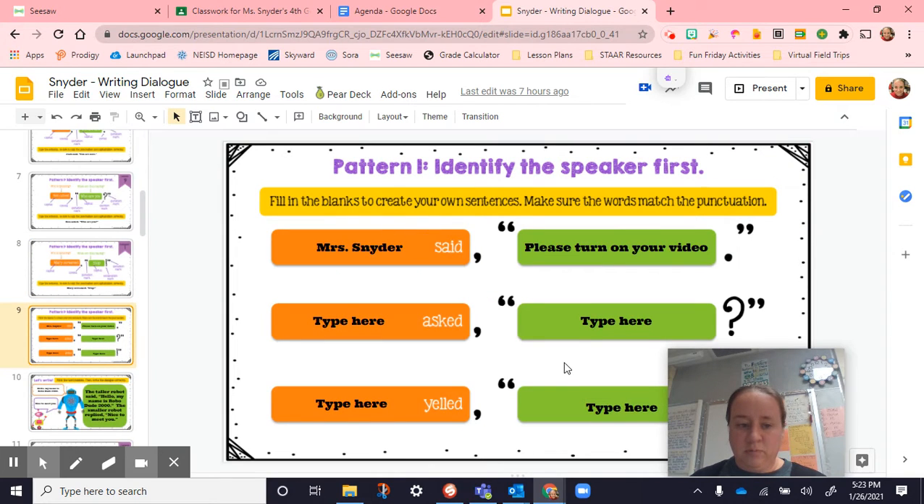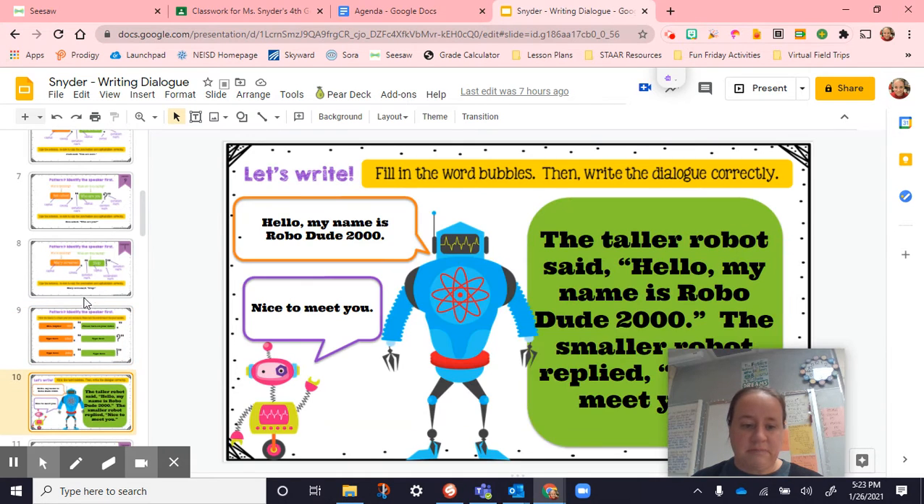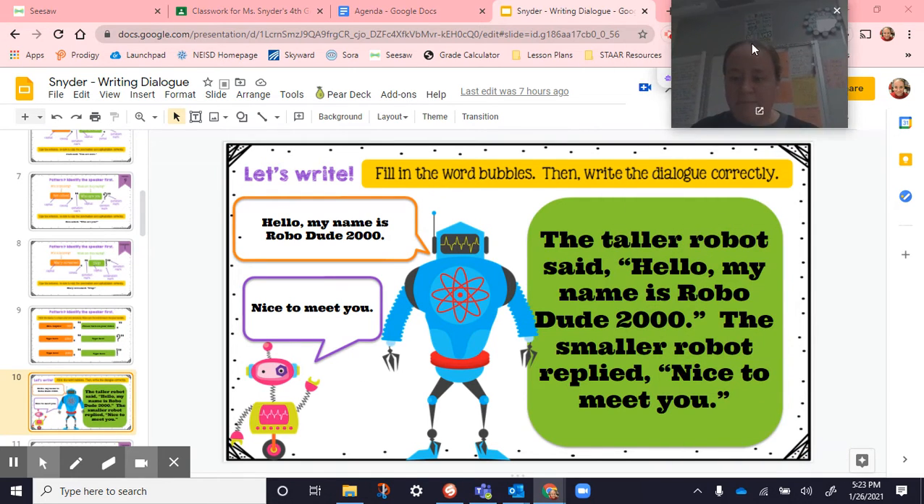So we started on page 9. We did a review, and students shared some sentences they made. And then on page 10, my numbers are a little bit different because I told them to pick either the kids or the robots. I picked the robots. And so I said, hello, my name is RoboDude2000. He says, nice to meet you.